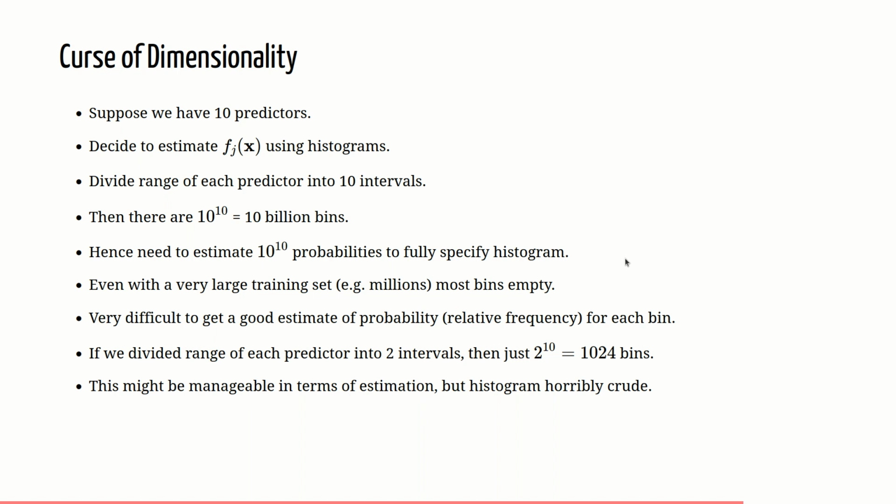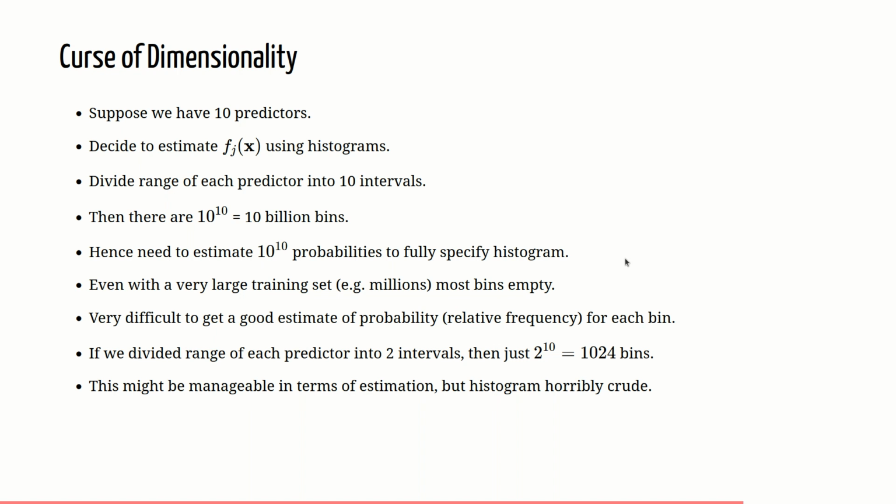variables. And even if you have millions of data points, right, you've got 10 billion bins, most of them are going to be empty, right? Because you've just got to shred those millions of observations across billions of bins. And so it's extremely hard to estimate the probability.